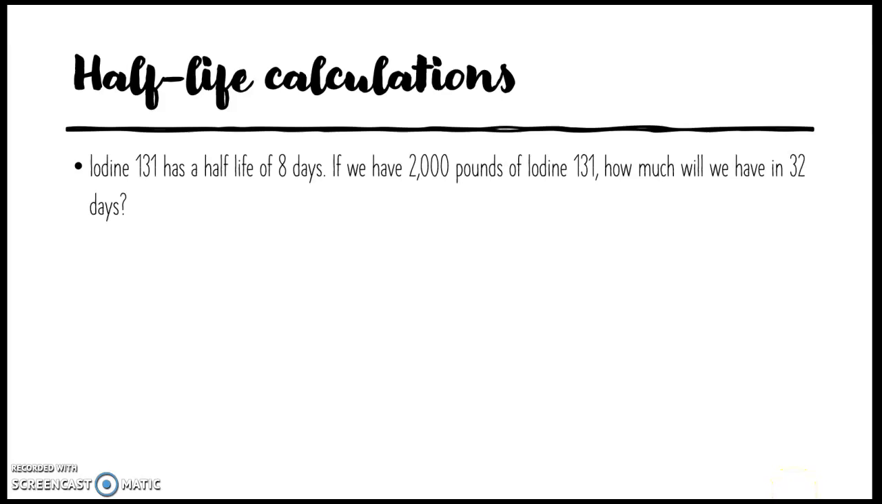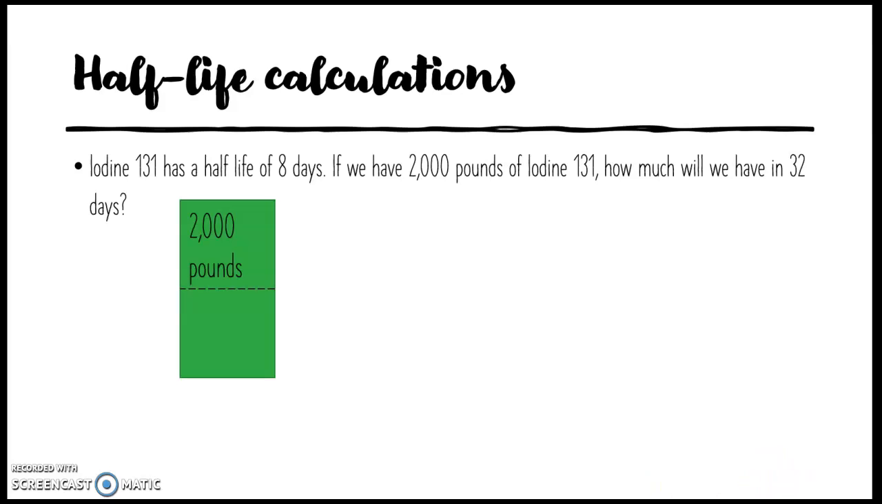Let's look at iodine-131. It has a half-life of 8 days, pretty short. If we have 2,000 pounds of iodine-131, how much will we have in 32 days? So let's use our little visual again. In 8 days, half of the radioactive iodine-131 mass will decay into more stable isotopes.